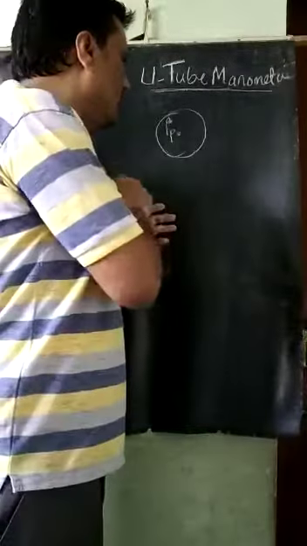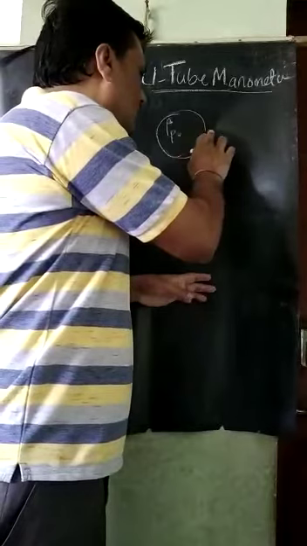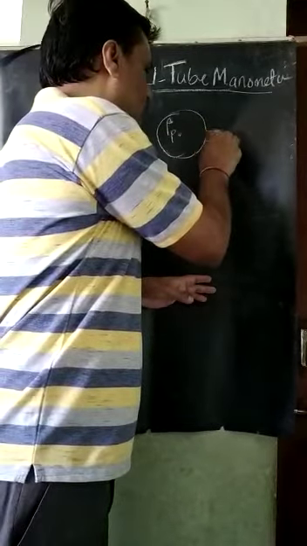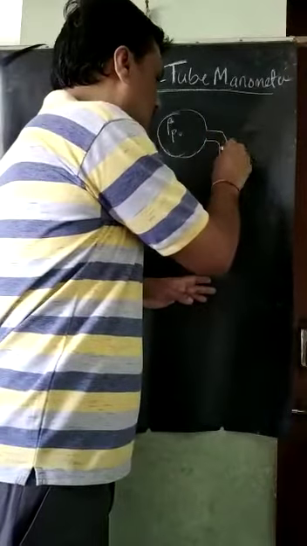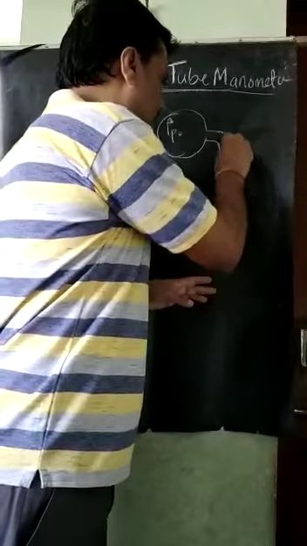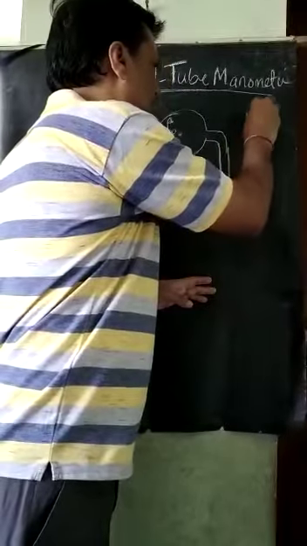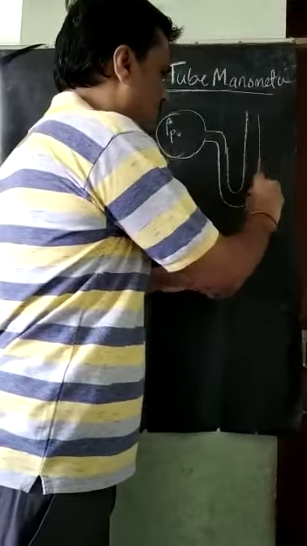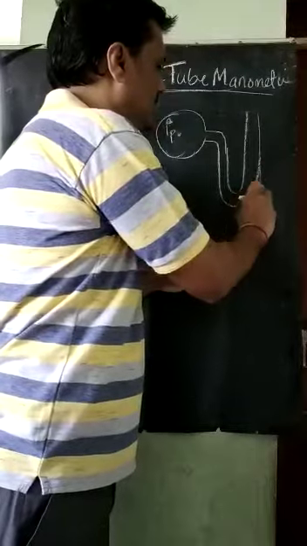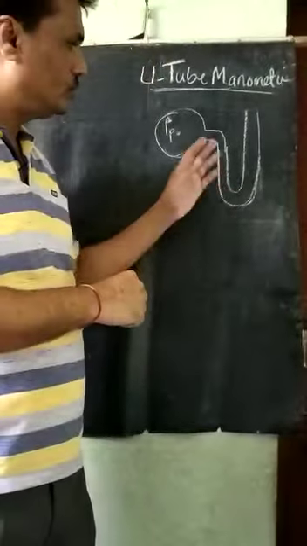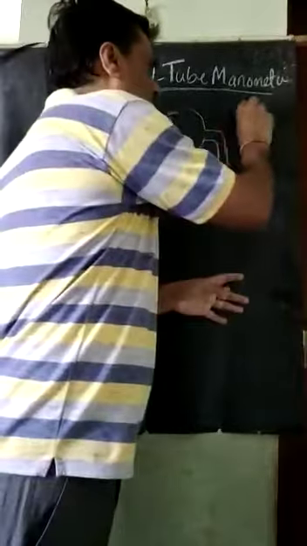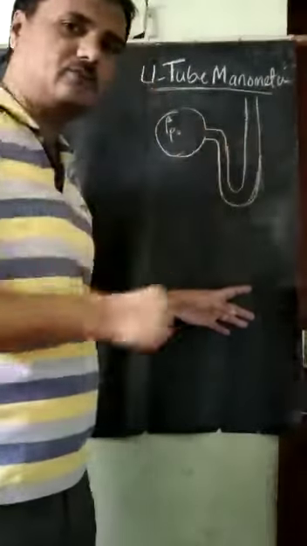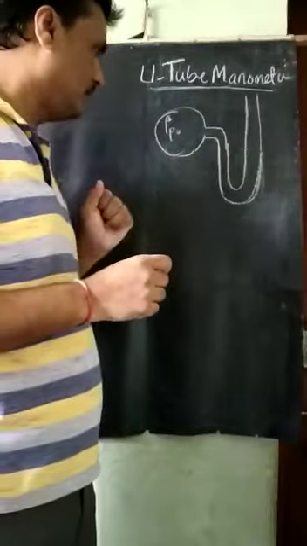Next, I will connect one U-tube manometer to this pipe. Just see here. This is a U-tube manometer. It is a transparent glass tube of U shape. That's why it is called a U-tube manometer.